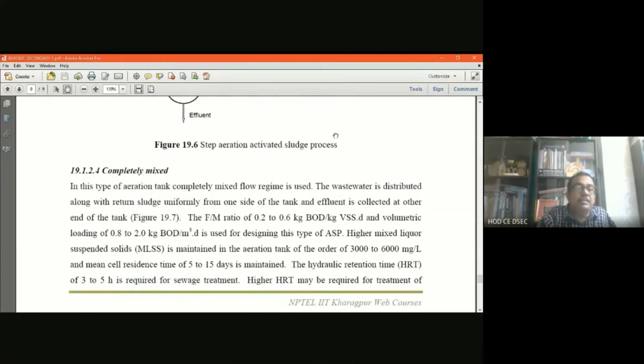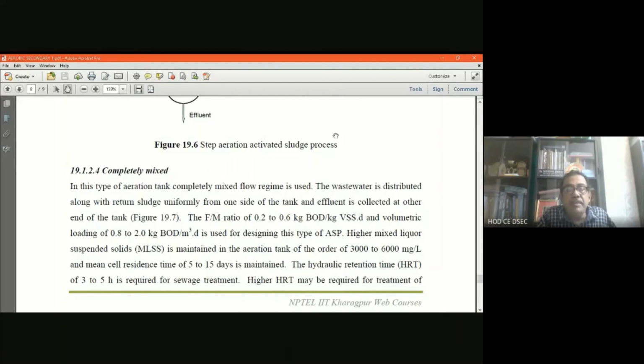Now the completely mixed reactor I am going to tell. As the name indicates, in the aeration tank a completely mixed flow regime is used. That means the wastewater is distributed along with the return sludge uniformly from one side of the tank, and the effluent is collected at the other end of the tank. Throughout the length of the tank, the wastewater is distributed along with the return sludge uniformly.